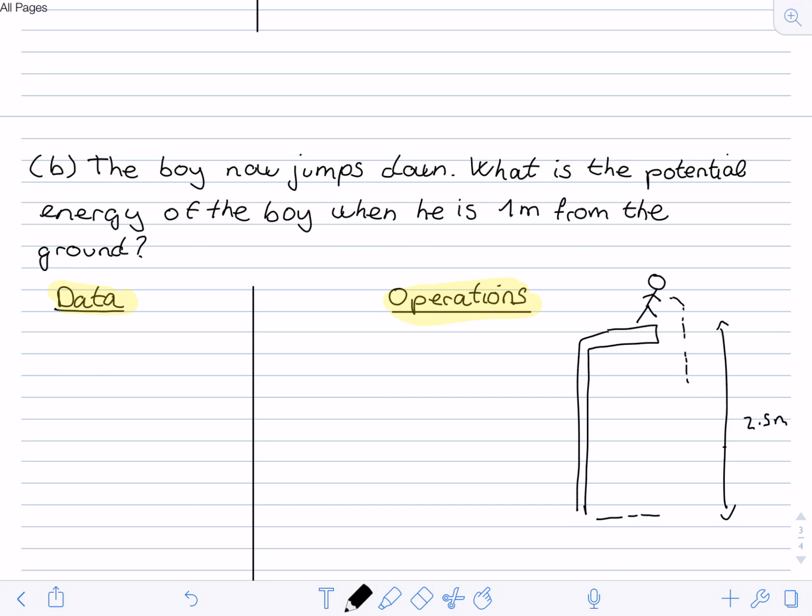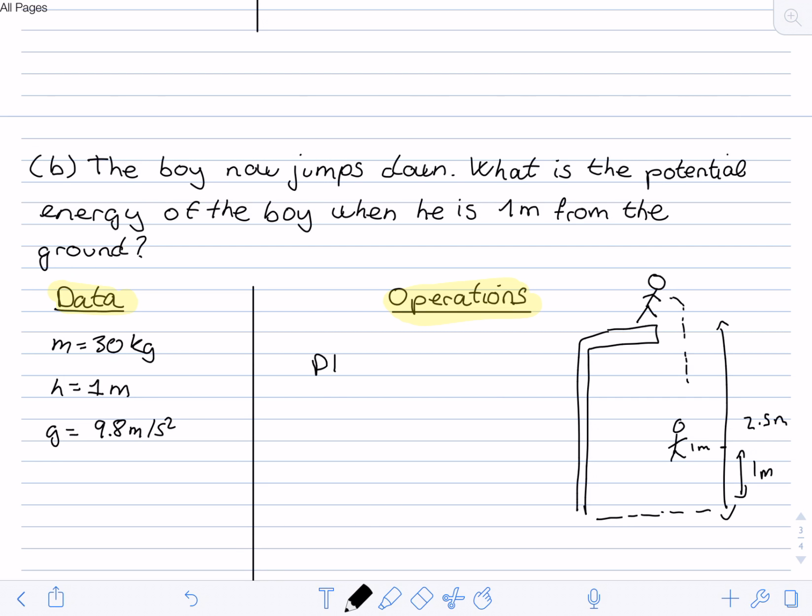So when the boy is around here, which is 1 meter, what's the potential energy? And this is the ground, so he hasn't reached the ground yet. So basically, his height at this moment is going to be 1 meter. So instead of using 2.5 meters, we're going to use the height as 1 meter. So we have that the mass is equal to 30 kilograms, that the height is equal to 1 meter, and the gravity, as always, is going to be 9.8 meters per second squared.